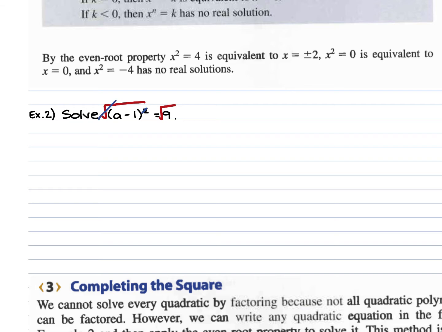The square root of that a minus 1 squared cancels out that power, and you just have a minus 1. The square root of 9 is both positive and negative 3. Because that radical simplified completely, we're going to separate this into 2 equations. We're going to have a minus 1 is equal to negative 3, as well as a minus 1 is equal to positive 3. Move your 1 to both sides of that equal sign. You have that a is equal to negative 2, and a is equal to 4.